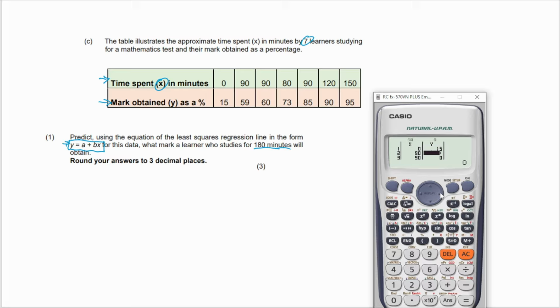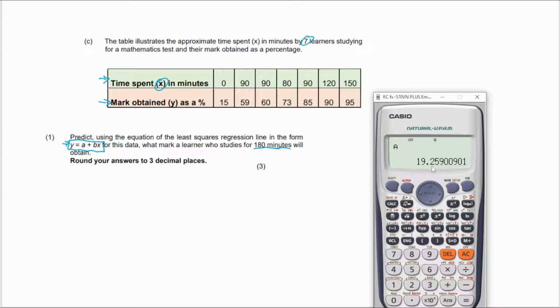I like to fill it in like this: 59, 60, 73, 85, 90, 95. So you've got all the data there. You can press AC now, everything's stored. And we need to find the A, so we go Shift 1 for Stat over here, and we're dealing with regression. We press 5, press 1 for A, and this is our A over here.